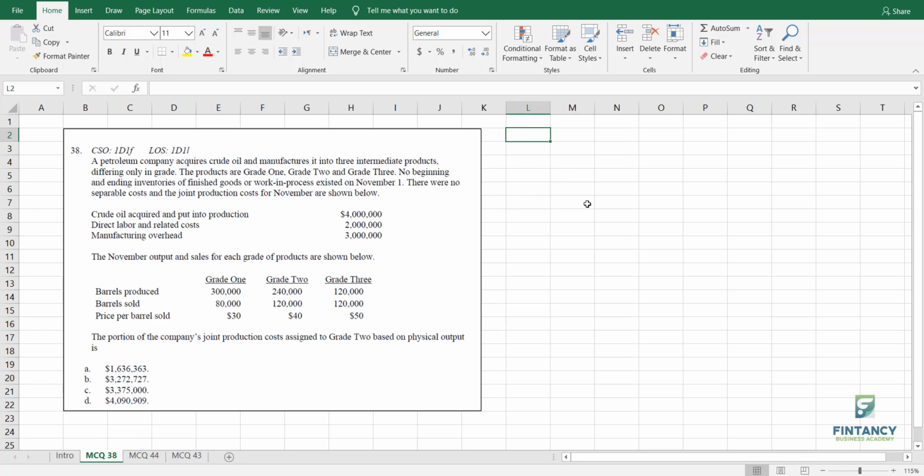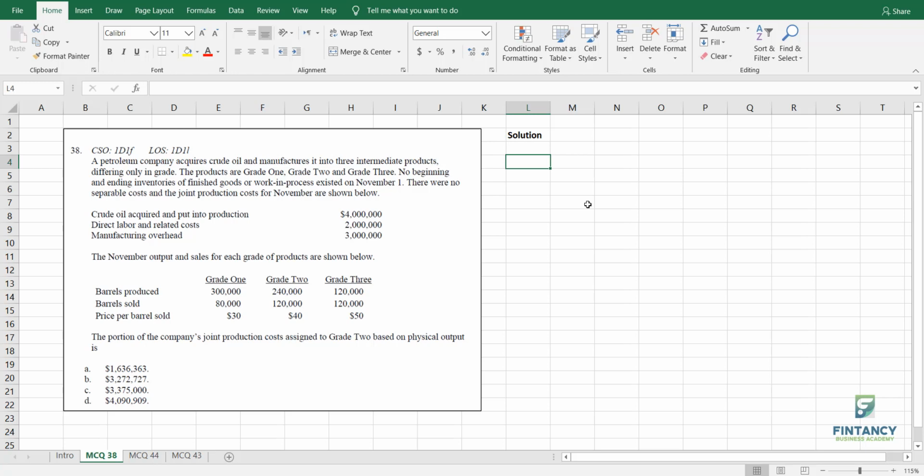Let's start this question. As I said, this is on the physical output method, as we have already seen from the requirement. They say a petroleum company acquires crude oil and manufactures it into three intermediate products, differing only in grade. The products are grade 1, grade 2, grade 3. No beginning and ending inventories. There were no separable costs, and the joint production costs are below. So they told you crude oil this much, labor this much, overhead this much.